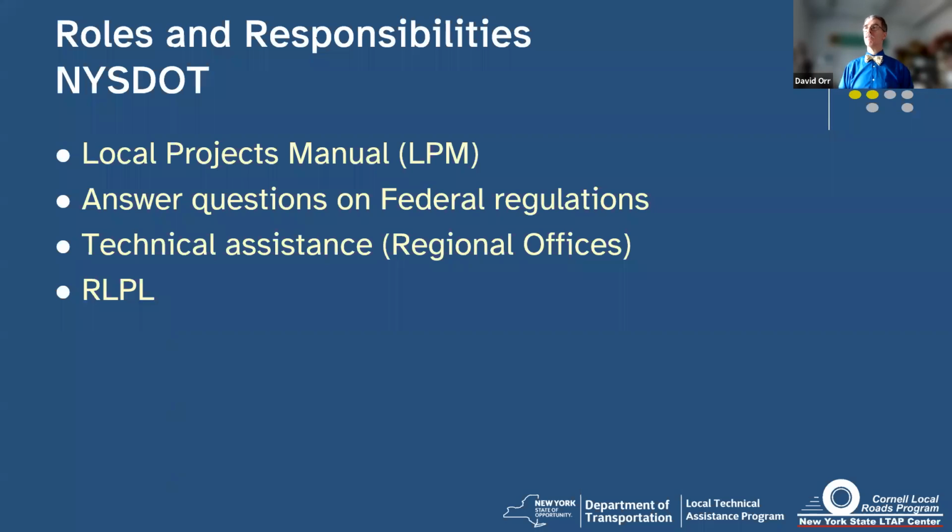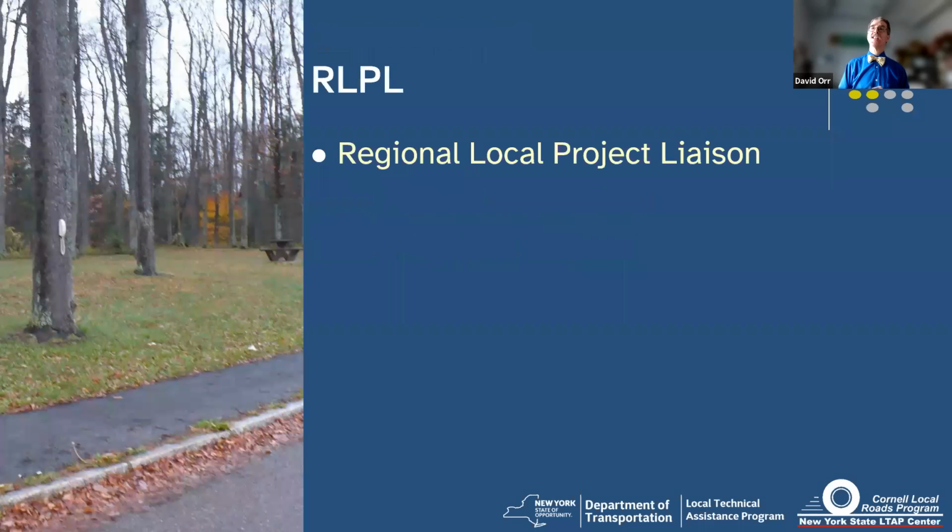But the single most important person if you're with a local project to get to know and to be able to have meetings with them of some type is the RLPL. Now in the Q&A, does anybody know what RLPL stands for? Another acronym, you'll hear it a lot. You get in the federal aid. What's an RLPL? Regional Project Manager, close. It's technically the Regional Local Project Liaison.